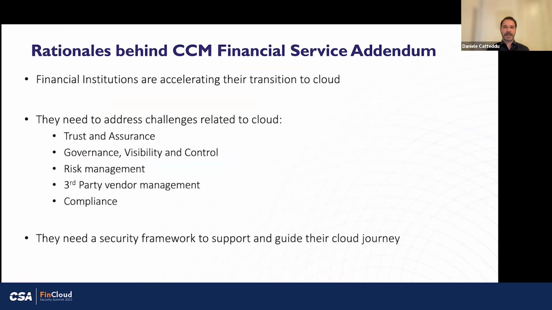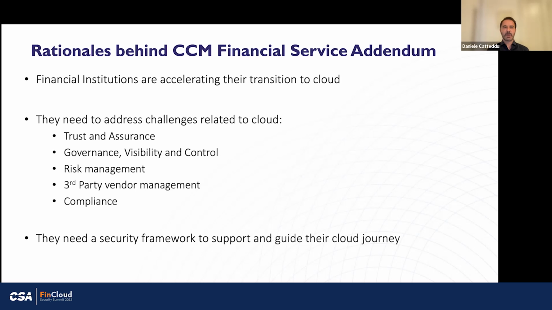We got to a point where financial institutions are increasingly accelerating their transition to cloud. Despite a pretty slow initial uptake, we are now in a situation where most of the financial institutions, not to say all, are not just moving non-critical services to the cloud, but they are looking at more critical services that can be moved to cloud computing. And in such a situation, clearly, they need to address some of the obvious challenges: trust and assurance, governance, visibility and control, risk management, third-party vendor management, and compliance.